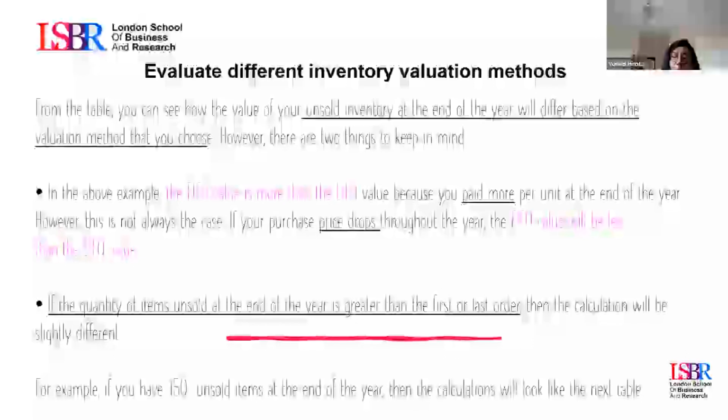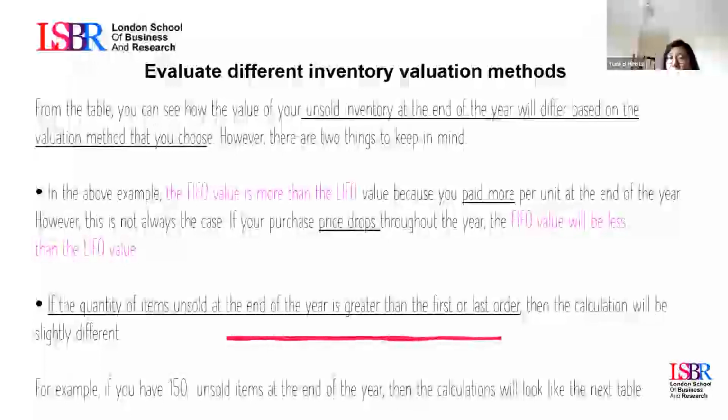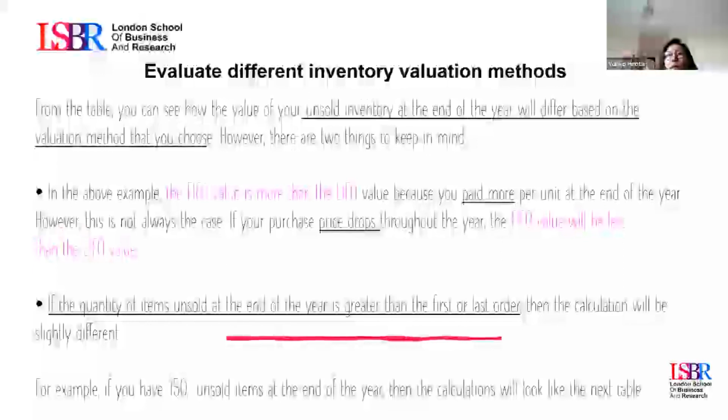So the thing that I'm trying to show you is, according to the method, the valuation of the inventory is going to change. And according to the method, we can see the trends or the changes in the prices of every product. Even when the product is the same, we can see how every product is fluctuating during a period. This doesn't happen with average cost, because the average cost is always the same.